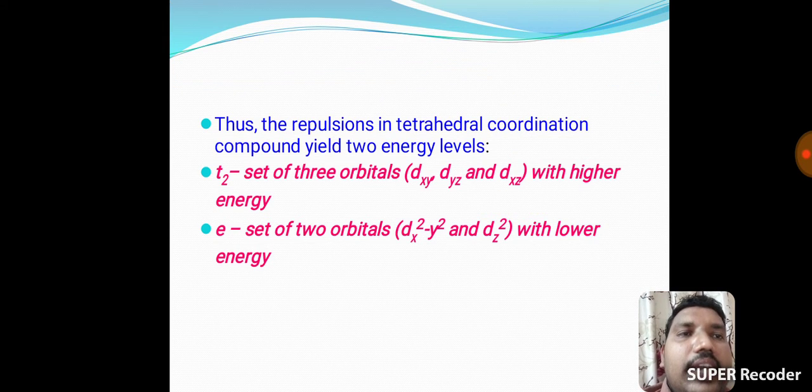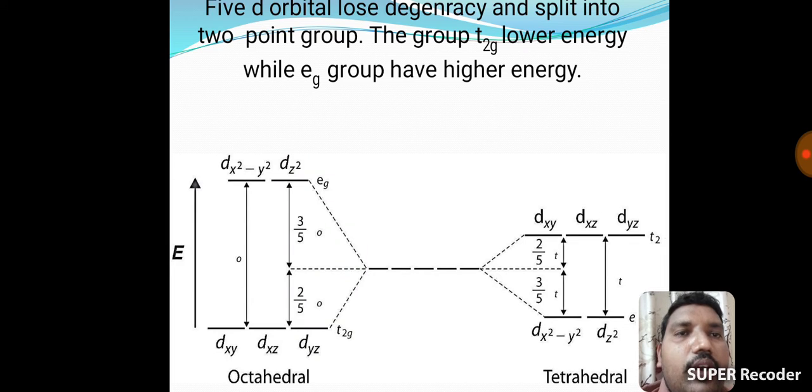Thus, the repulsions in tetrahedral coordination compounds yield 2 energy levels. In these tetrahedral complexes, the T2 set of orbitals are higher energy, the E set of orbitals are lower energy. This is the opposite of octahedral geometry. This is the diagram to explain both tetrahedral and octahedral complexes. From the left side, there is octahedral splitting, and on the right side, tetrahedral splitting. We can easily analyze the tetrahedral and octahedral geometry splitting condition.